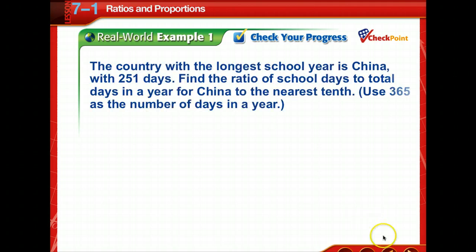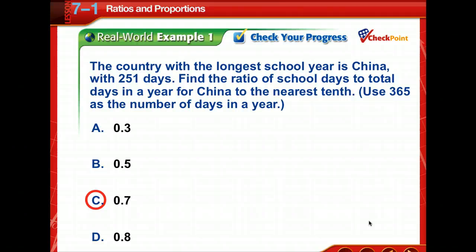Okay, time for you to check your progress. So pause the video for a moment, read the problem, come back and check your answer. Did you get answer C? You should have set up your ratio 251 over 365. And that comes out to be 687 thousandths. If we round it to the nearest tenth, 7/10.